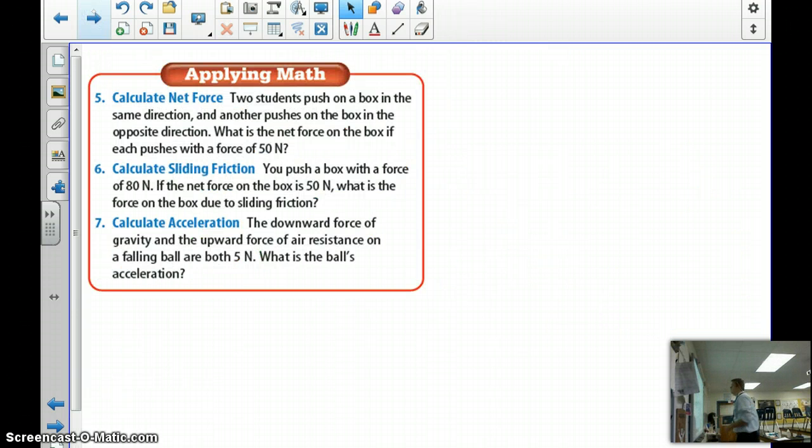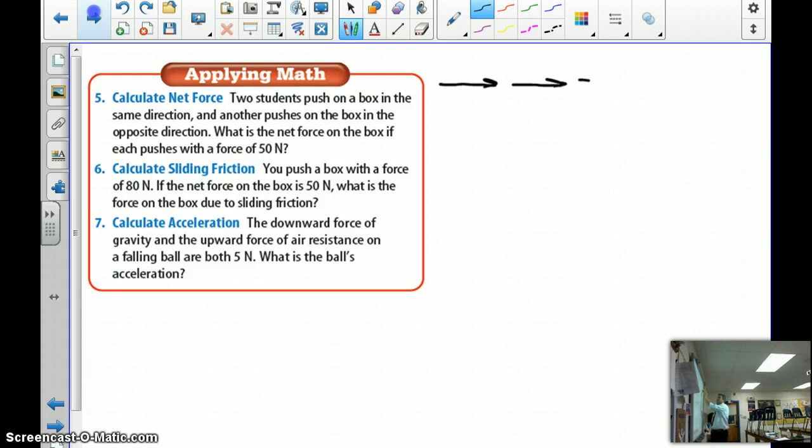Your final set of problems deals with net force. And the word net force just means total force. So if I have things that are acting in the same direction, they'll add up to a larger force. If I have forces acting in different directions, they'll end up subtracting from one another.